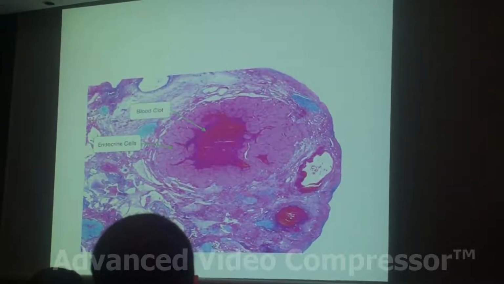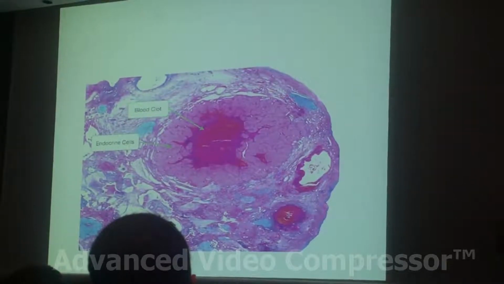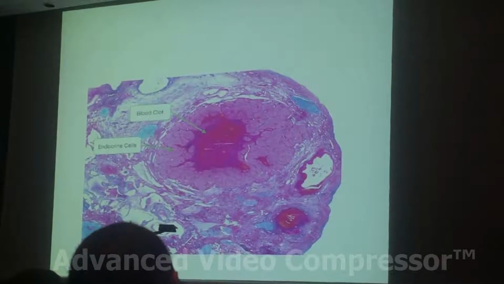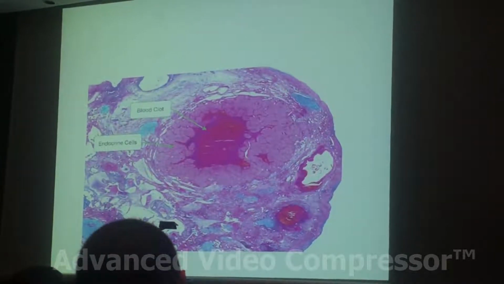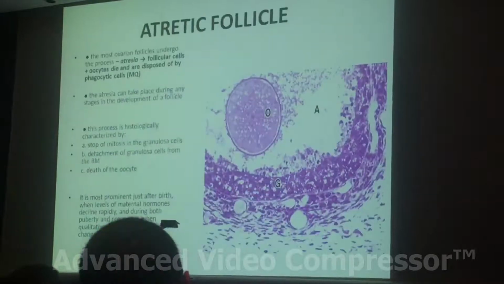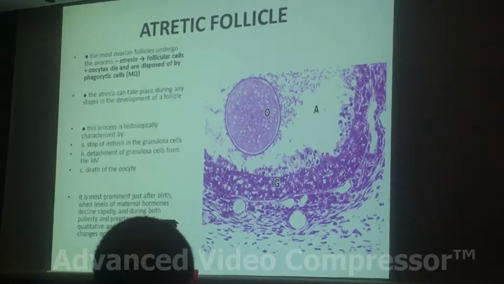Connective tissue cells. Due to that, the levels of progesterone will drop significantly, and the whole endometrial wall that was built by the estrogen and became succulent by the progesterone will be shed during menstruation. Right? Now, each month we have about 15 to 20 follicles.